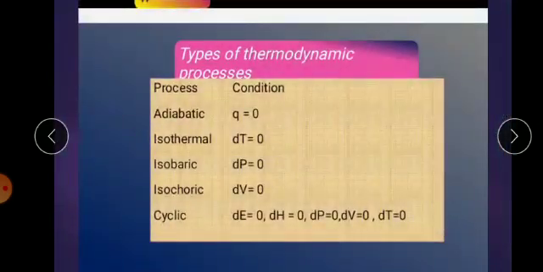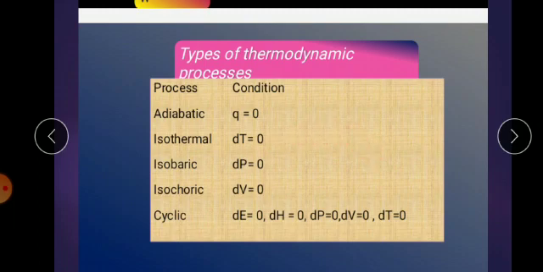In this topic, we have discussed the thermodynamic processes. In the adiabatic process, Q is equal to 0, no heat exchange. In the isothermal process, ΔT is equal to 0, the temperature is constant. In the isobaric process, ΔP is 0, the pressure is constant. In the isochoric process, ΔV is 0, the volume is constant. And the cyclic process at last: ΔE is equal to 0, ΔH is equal to 0, and pressure, volume, temperature changes are all 0.